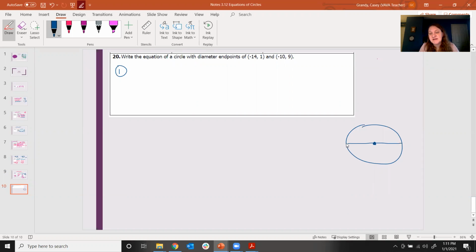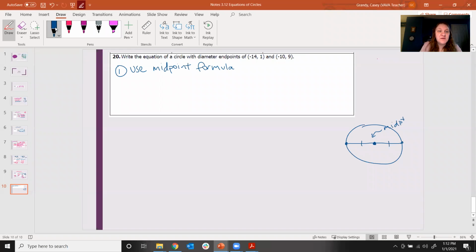This center is the midpoint of your diameter because these two pieces have to be congruent. So not only is it the center of the circle, it's the midpoint of a diameter. So you're going to use your midpoint formula to calculate the center. So we're using the midpoint formula to calculate the center. Okay. After we use the midpoint formula to calculate the center, that will tell us HK. And now we need to find the radius.